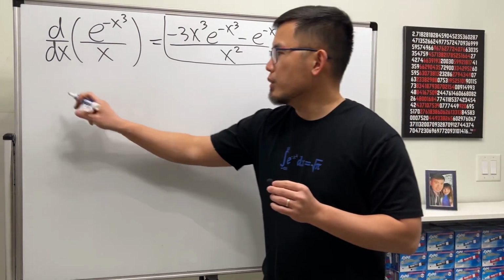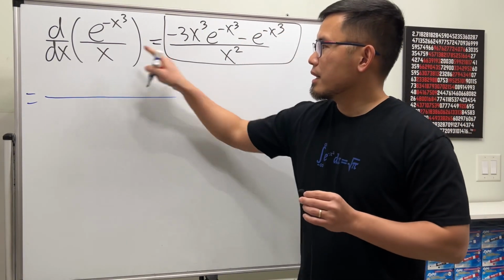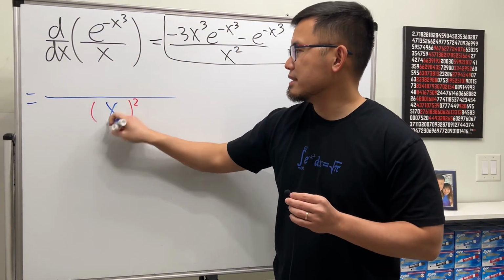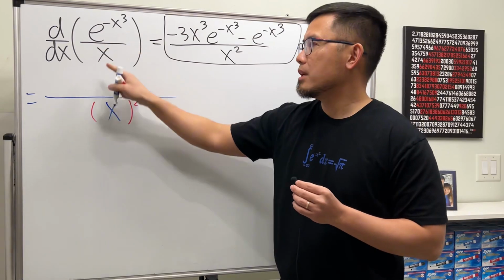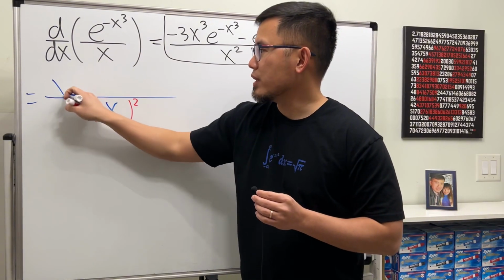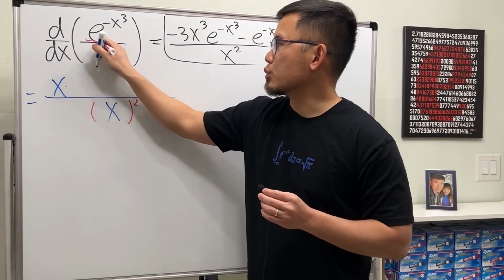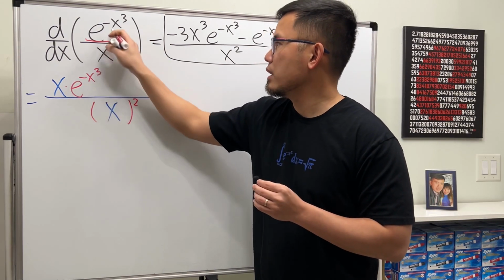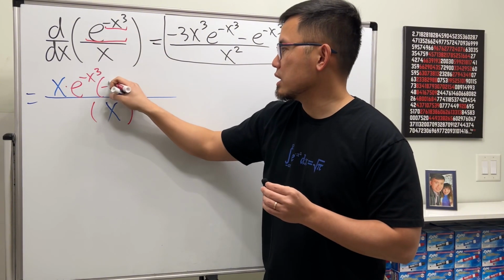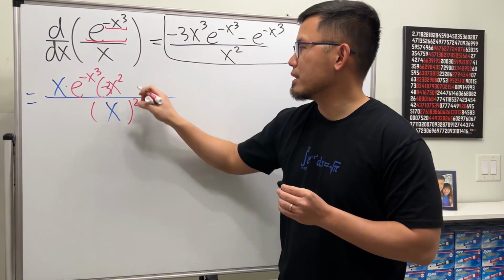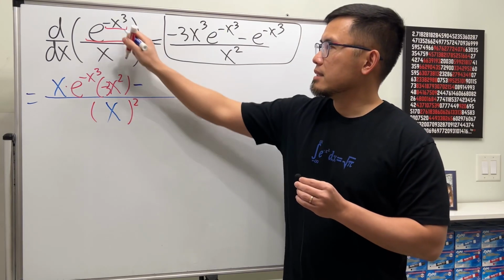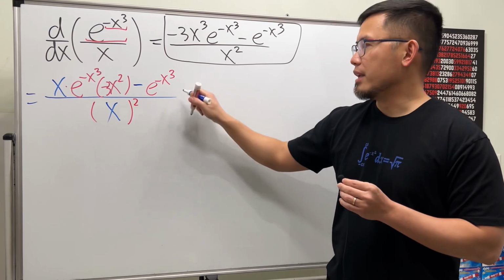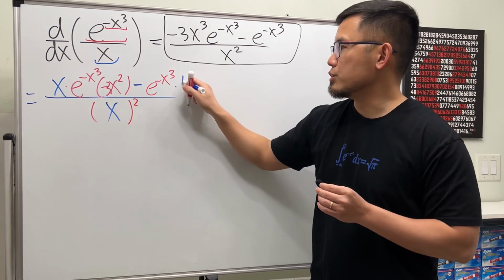With the quotient rule, we will get the following. Square the denominator first. So we have x squared. And then as for the top, just go ahead and write down the bottom function. And then we are going to multiply by the derivative of the top. The derivative of this is e to the negative x to the third power times this derivative, which is negative 3x to the second power. And then minus the top function, which is e to the negative x to the third power, and then times the derivative of the bottom, which is just 1.